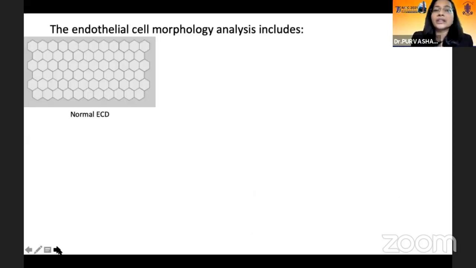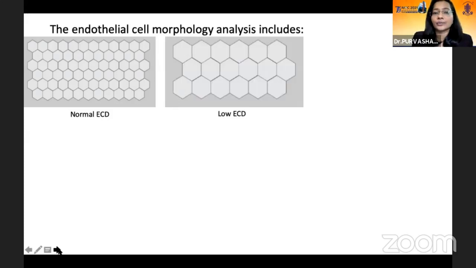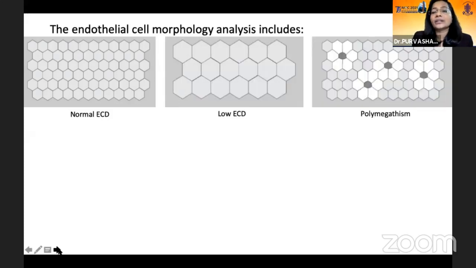It's not just the number of cells which is important, it is also the size and shape of the cells. When a cell dies off, the cells alongside it, the peripheral cells, glide over and take over the uncovered area, and that leads to a change in their sizes. That change in size, which is normal or physiological, is termed polymegathism.